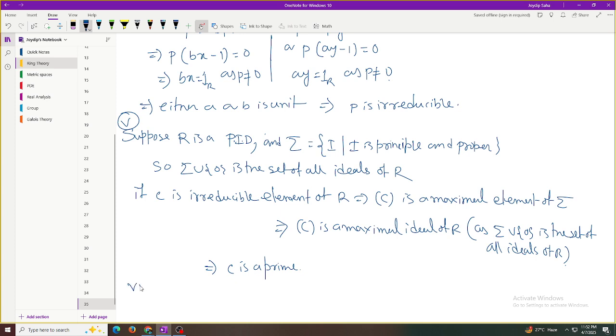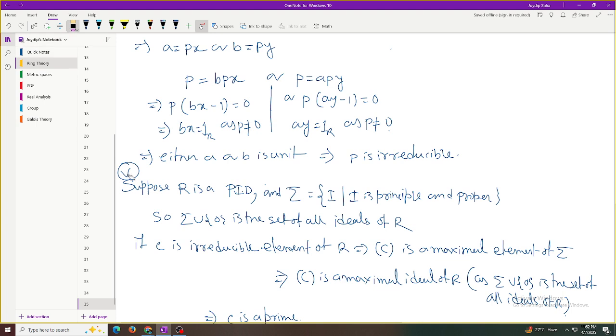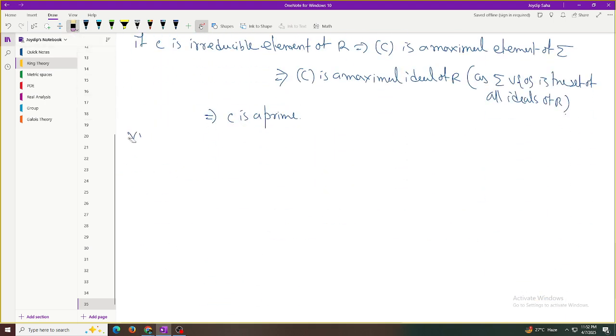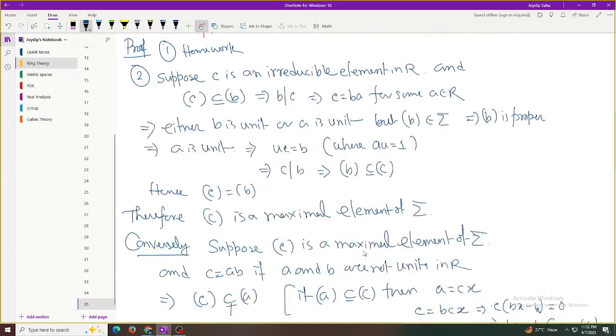Number 5, 6, sorry. No, what is number 3? This is number 4, not 5. This is 4. Now number 5. What is the statement? The statement is: every associate of an irreducible element of R is irreducible. This is very easy.